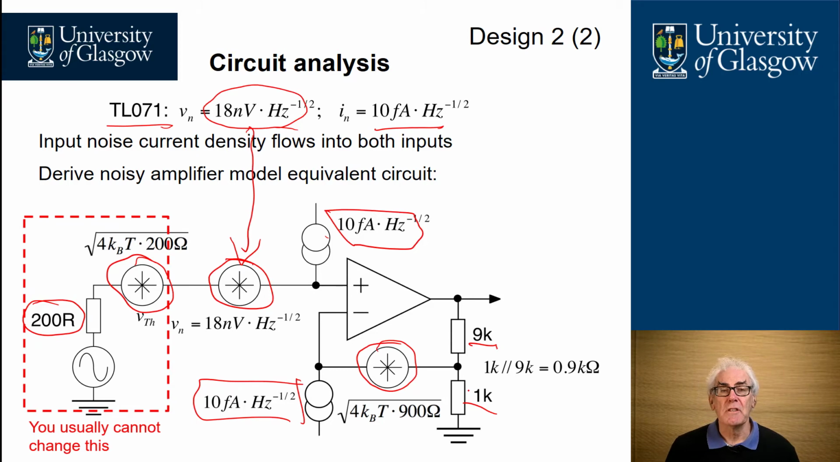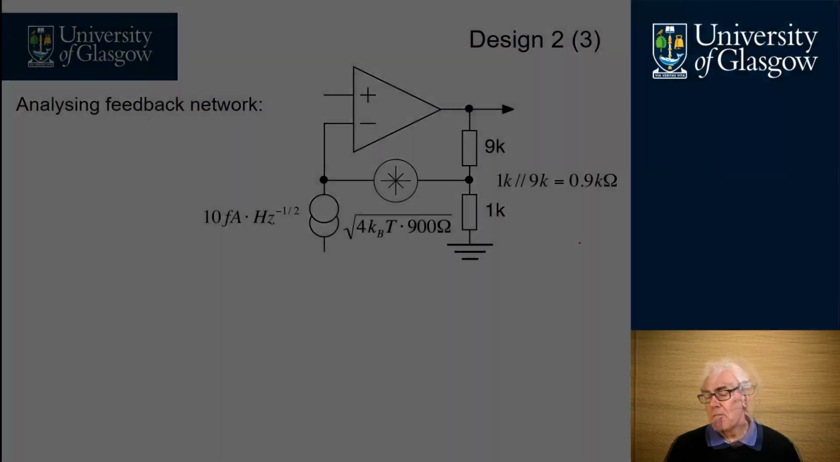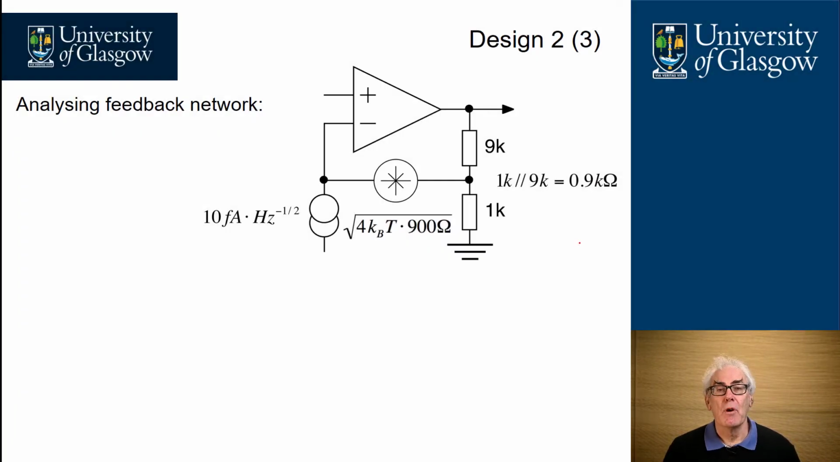In most applications, you will be given the source resistance, and you normally cannot change that. It's defined by the sensor or by the customer, but you can modify and influence the design of the amplifier circuit over here. So this part you can actually optimize for the application, but you normally cannot change the input side. First of all, let's look at the feedback network and do analysis on this. And we're going to look at the inverting input first.